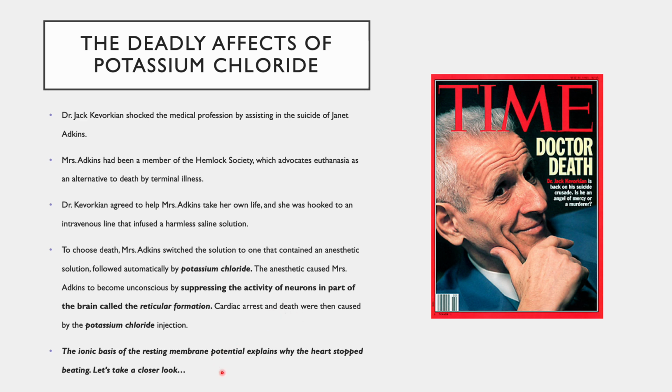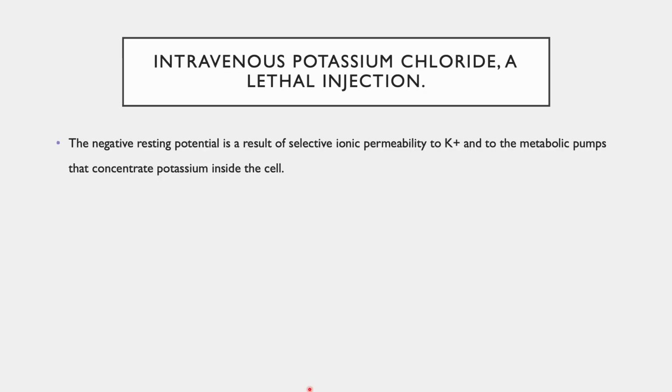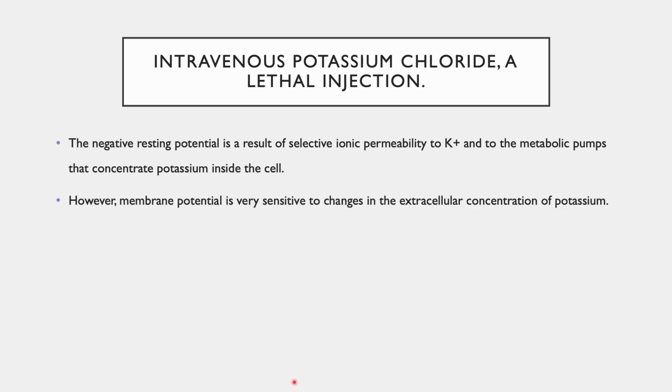Remember, the ionic basis of the resting membrane potential explains why her heart stopped beating. So let's take a closer look. We know that the negative resting potential is a result of selective ionic permeability to potassium and to the metabolic pumps that concentrate potassium inside the cell. However, membrane potential is very sensitive to these changes of extracellular potassium.